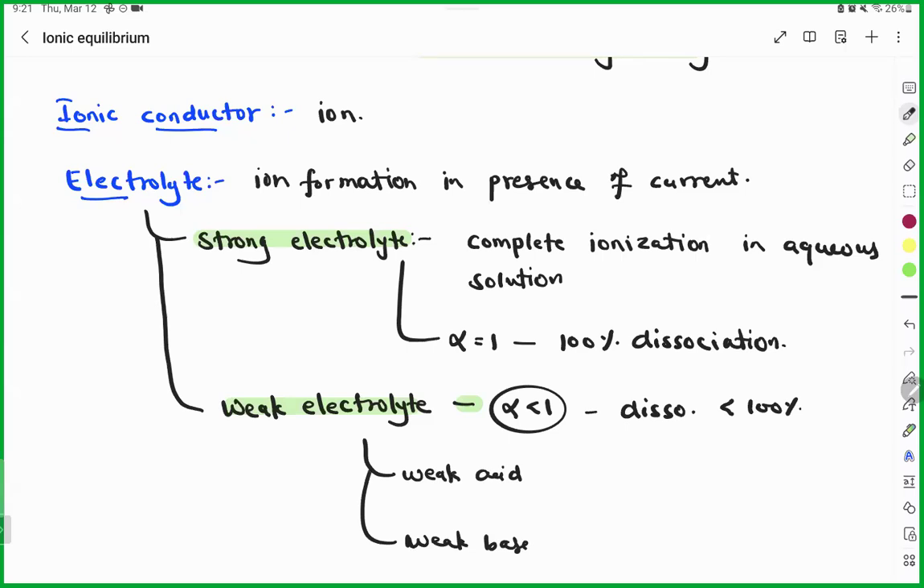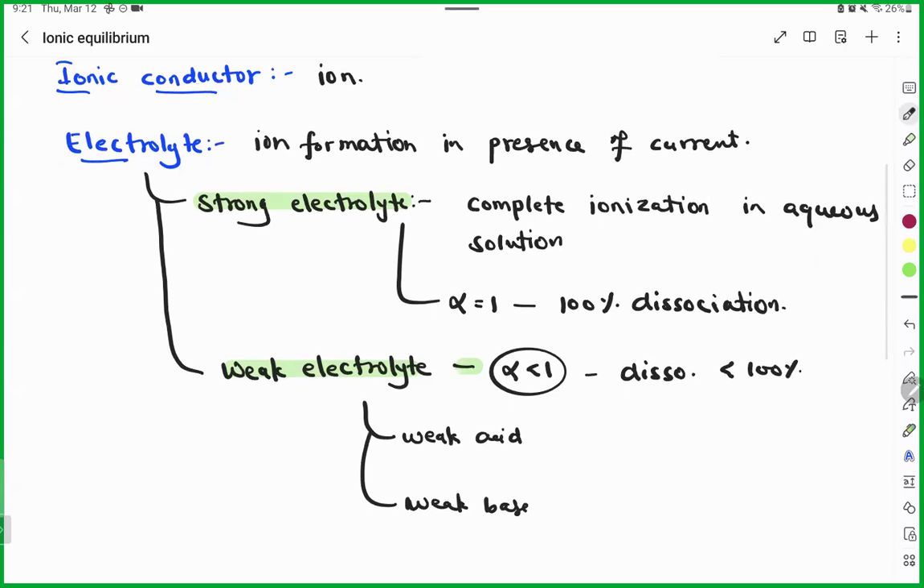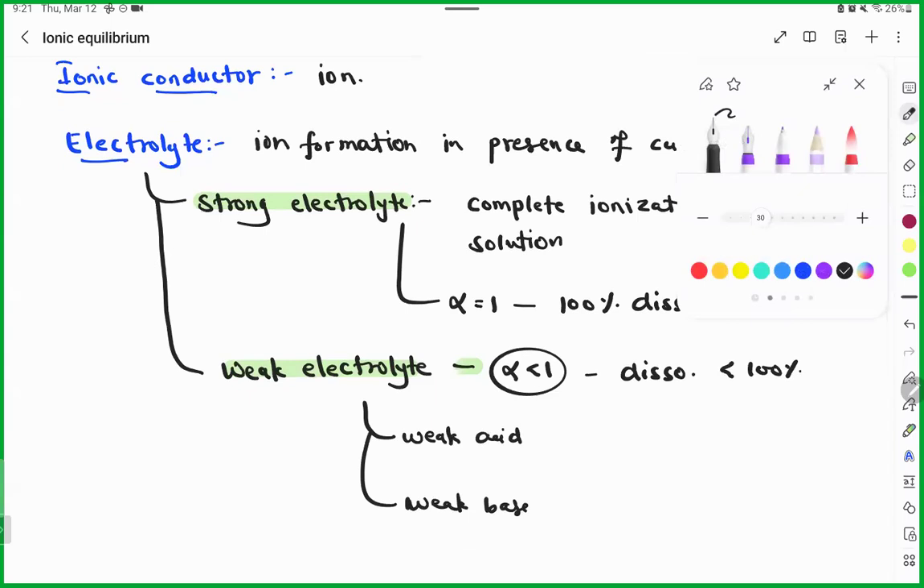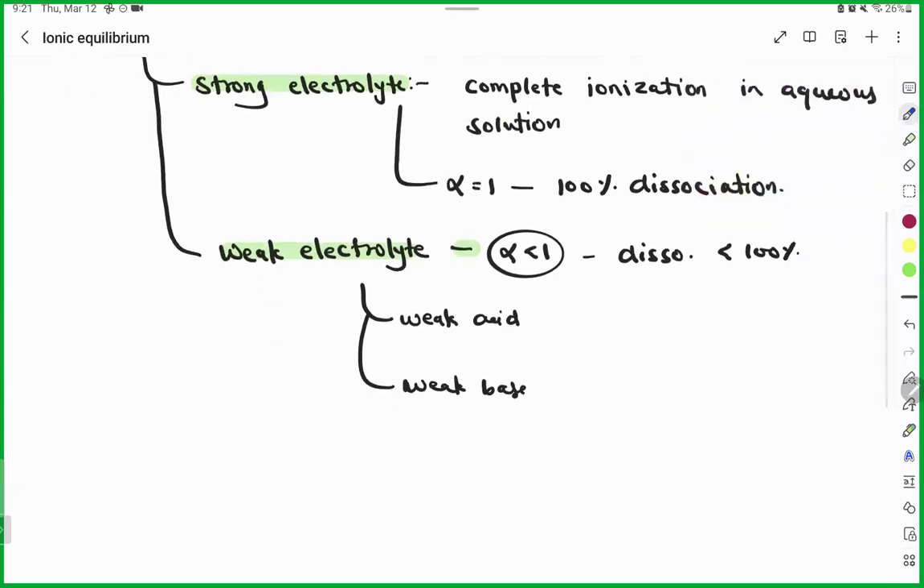Sir, is there no weak acid, I mean, acid and base? In a strong electrolyte, we don't have weak acid and base. No, in a strong electrolyte, don't we have acid and base? Yes, we have. Okay, let me write this example as well.